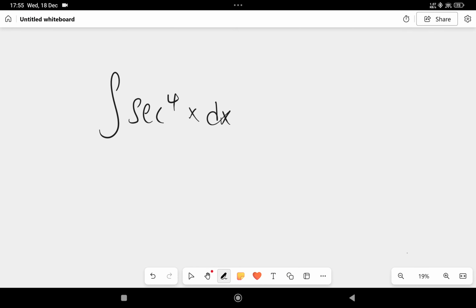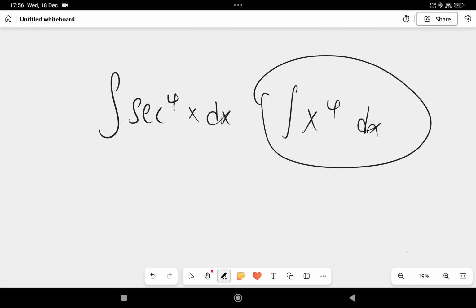Alright, in this video I'm going to talk about the integration of secant to the fourth power of x. Talking about integration, it is very hard to deal with trigonometric functions. The reason is that it is not like x to the fourth, where if you take the integral it is much easier because we can use the inverse power rule.